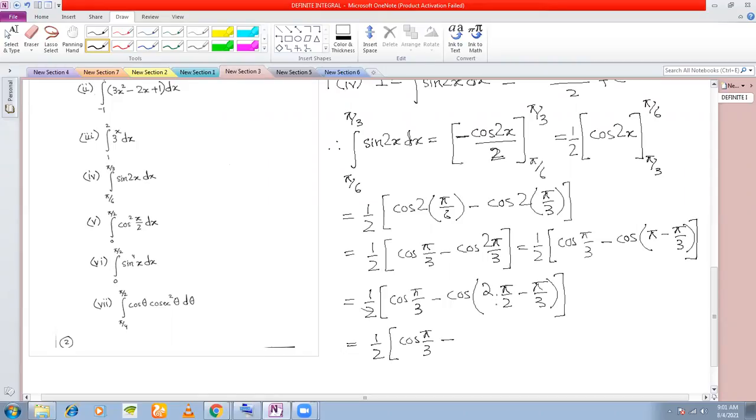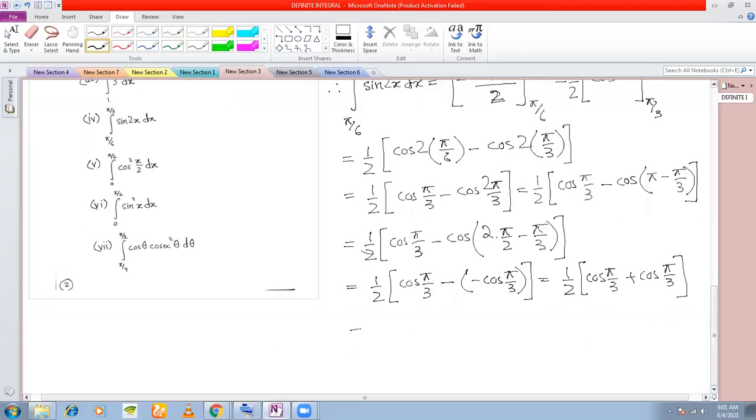minus, now even multiple, which quadrant is this angle in? In the second quadrant. And even multiple, so cos will remain cos. And in the second quadrant, cos is negative. So you get minus cos pi by 3. Right? So you get half cos pi by 3 plus cos pi by 3, which is equal to half of twice cos pi by 3. These two cancel. You simply get cos pi by 3. And how much is cos pi by 3? Half. And that's your answer.